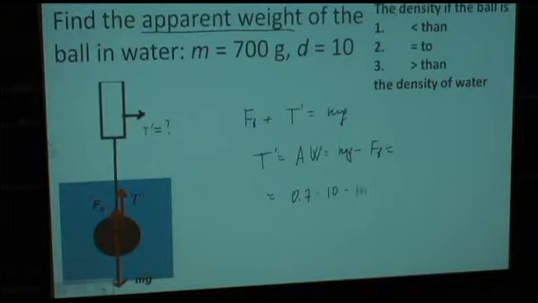For the buoyant force, since it's water, the density of water is 1,000 kilograms per cubic meter. Since it's a ball, a sphere, the volume will be equal to 4/3 pi r cubed. And the diameter is 10 centimeters, so 0.1 of a meter divided by 2 gives the radius. We should cube it, and times g. That's it. So 0.7 times 10 is 7.